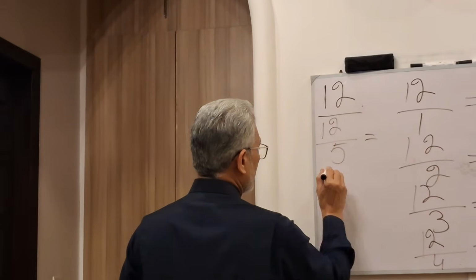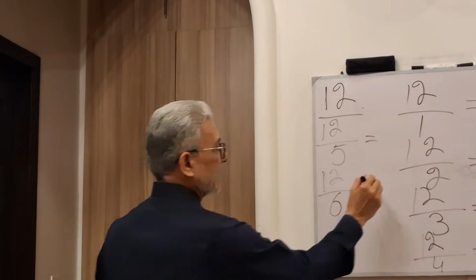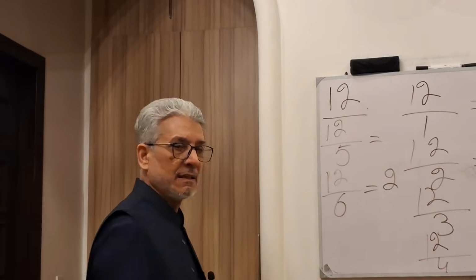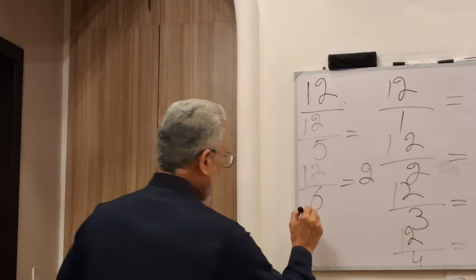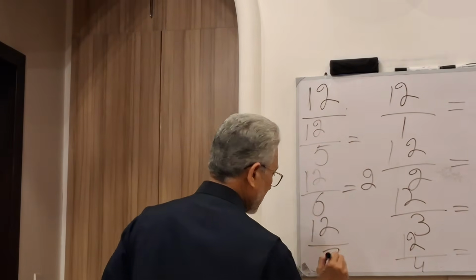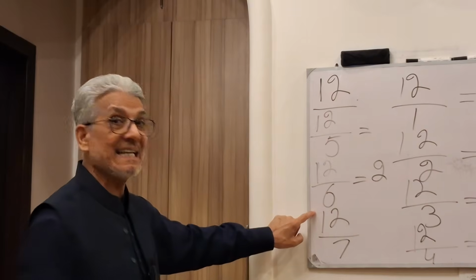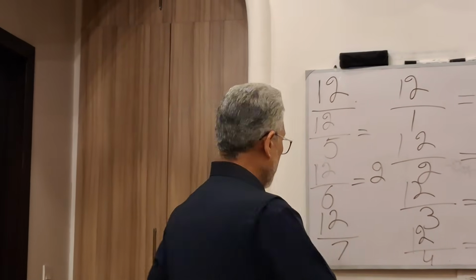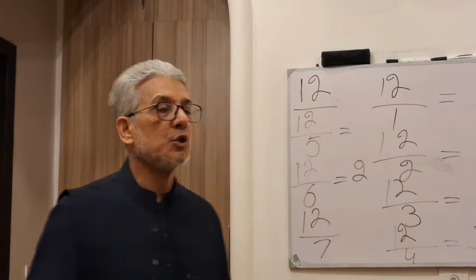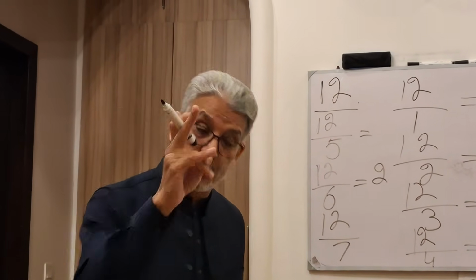And then divide 12 by 6. Answer is 2. Exactly. So 6 is a factor. Now divide 12 with 7. Is 7 a factor of 12? No, it does not divide it exactly, because you will get remainder. Now divide it with 8. You cannot divide it with 8 exactly. You will get remainder 4.